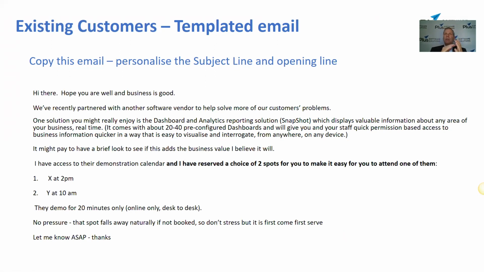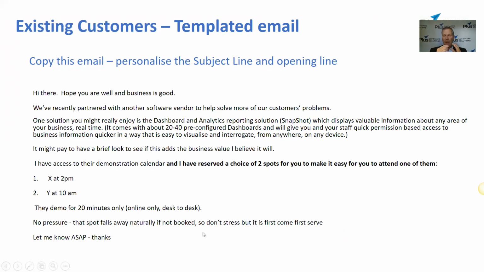But what you're doing there is you're giving the customer a chance to book a morning or afternoon session. The demonstration is 20 minutes only. In this case, it could also be you. Online only, desk to desk. There's no pressure. The spot falls away if you haven't booked.